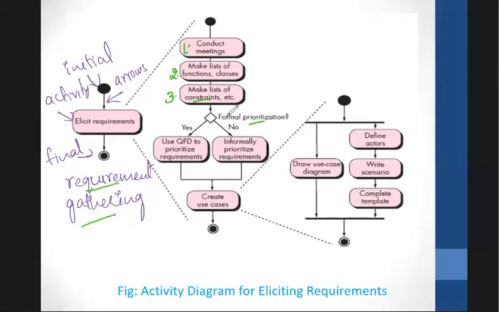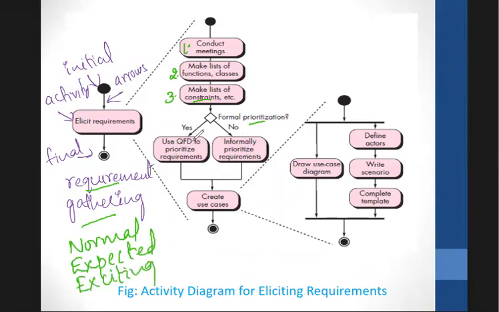If there is no formal prioritization, it means that informally you're going to prioritize a few requirements. If prioritization is there, then you're going to use the QFD. What is QFD? QFD is your quality function deployment that we've studied within eliciting requirements. There are 3 types of requirements that we've studied: normal requirements, expected requirements, and exciting requirements. Based upon this, you're going to prioritize the requirements. When your requirements are prioritized, you're going to make a use case.